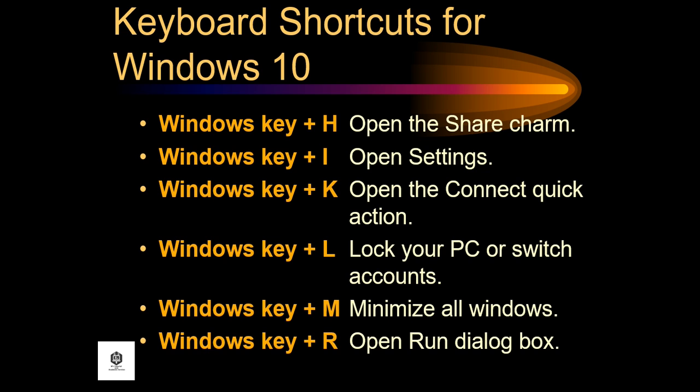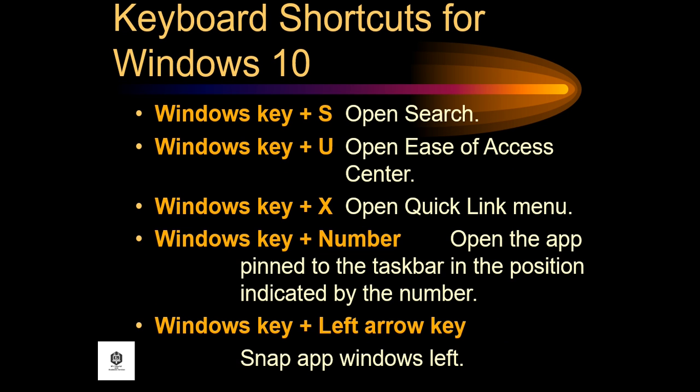Windows key M, minimize all windows. Windows key R, open run dialog box. Windows key S, open search. Windows key U, open ease of access center. Windows key X, open quick link menu. Windows key number, open the app pinned to the taskbar in the position indicated by the number.